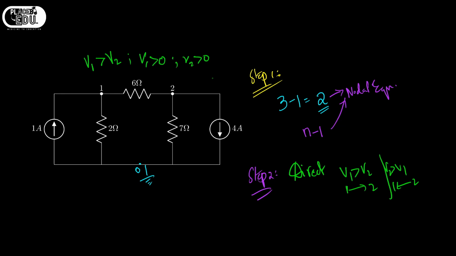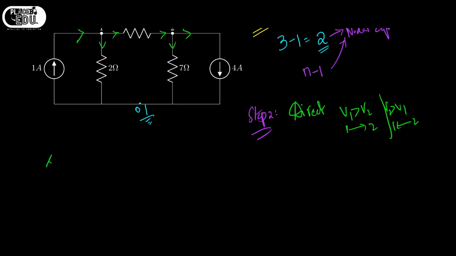Now I am going to give you the directions at node 1. The current 1 ampere is flowing into the node. This is V1 and this is V2. V1 is greater than 0, so the current will be from V1 to 0, and from V1 to V2 will be the current. The same way I can write for node 2 like this. Step 3 is nothing but writing the KCL equations.